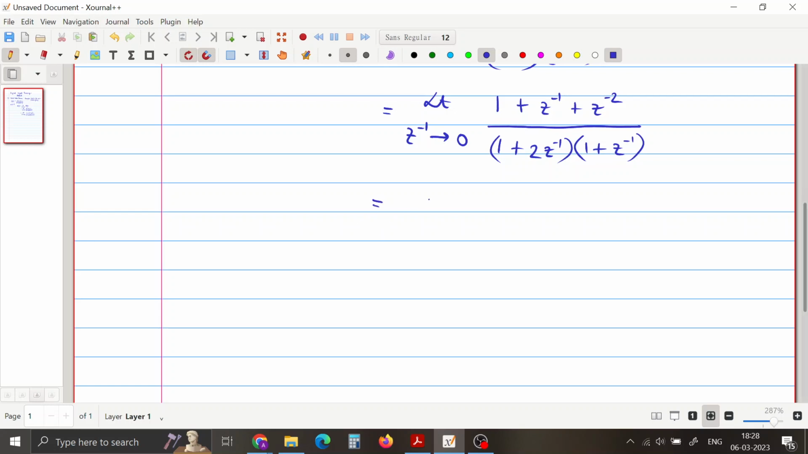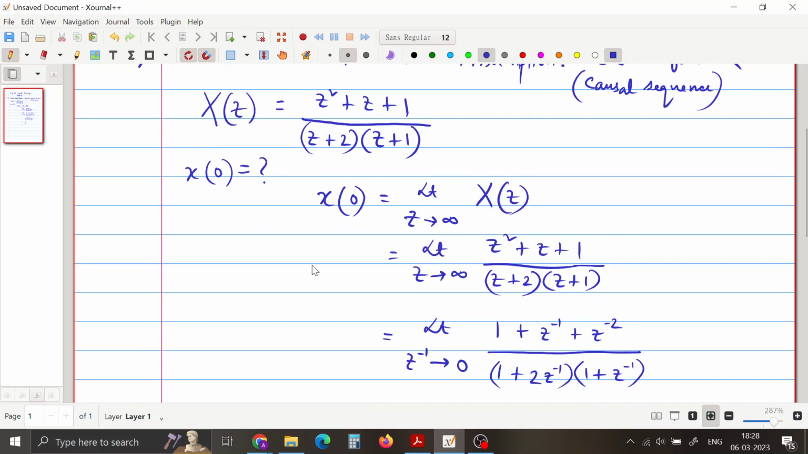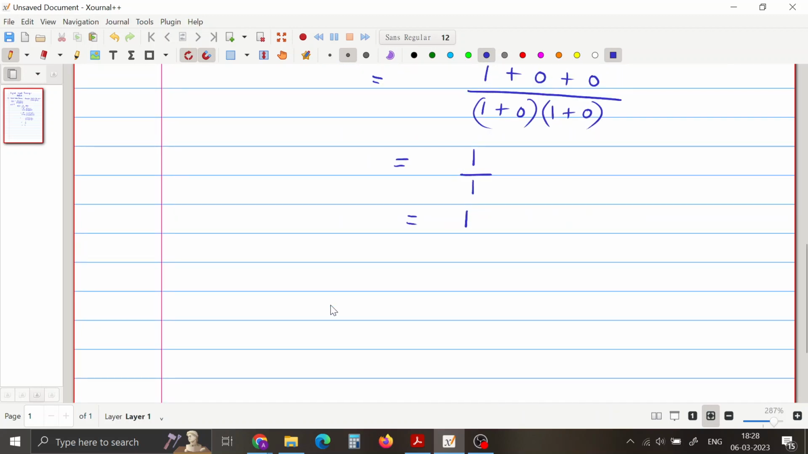Okay, so we get 1 plus 0, similarly 0 divided by 1 plus 2 times z inverse is again 0 times 1 plus 0. So we have 1 divided by 1, which is 1. So the initial value of the time domain sequence, which is x of 0, is 1. Okay, this is the final answer.